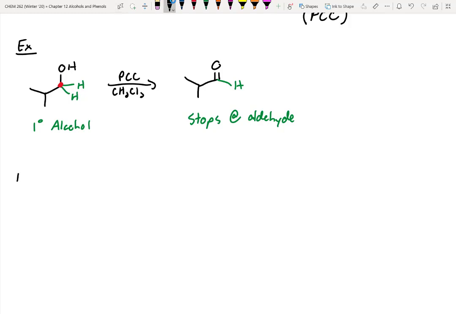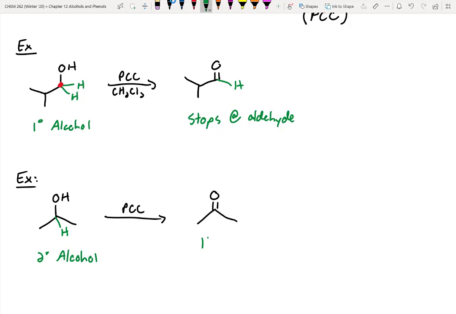Now some students might ask, well, what happens if you use this with a secondary alcohol? So let's take this example where we have a secondary alcohol. If you treat a secondary alcohol with PCC, the oxidation reaction will still work, and you will end up with a ketone. So really this just stops after one step as opposed to pushing through multiple steps and getting to the carboxylic acid. The main thing to remember is with secondary alcohols, you don't have to use PCC.